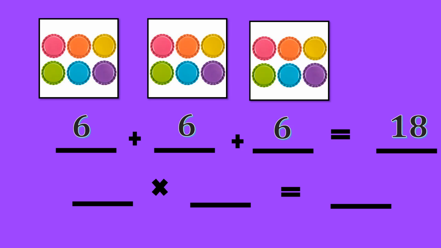How are we going to do that? First, as the first factor, we will be writing the number of times an addend is repeated. So ilang beses na ulit si 6? We have 1, 1, 2, 3. So we write 3. And then the second factor is the repeated addend. Ano yung inuulit mo na addend? 6. So we write 6. Okay, so we have now 3 times 6 is equal to 18.